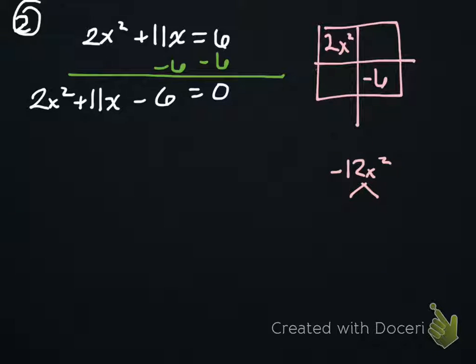What two things can I multiply to give me 12? 12 and negative 1. Does it matter which spot I put those two? No. As long as they're in the diagonal that is left, you can put them either way.